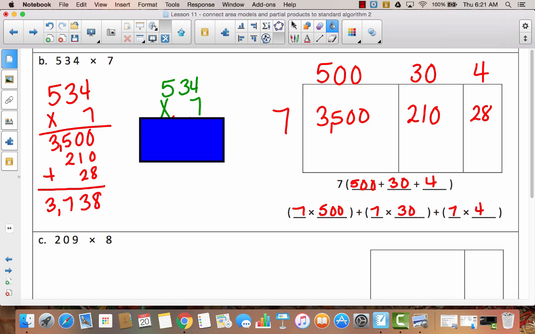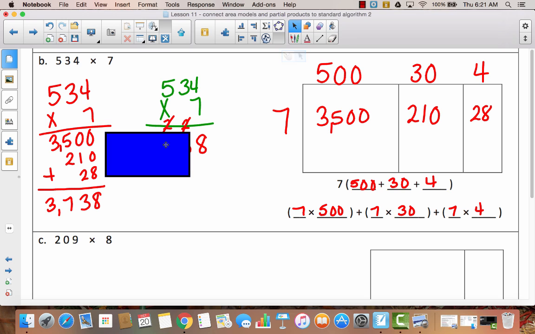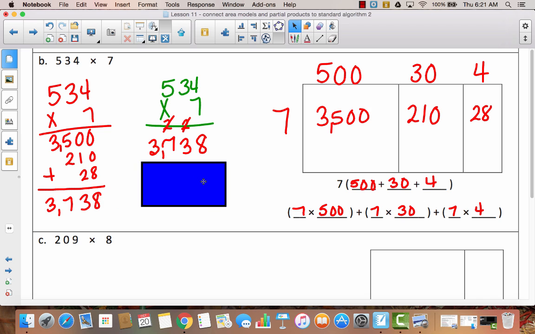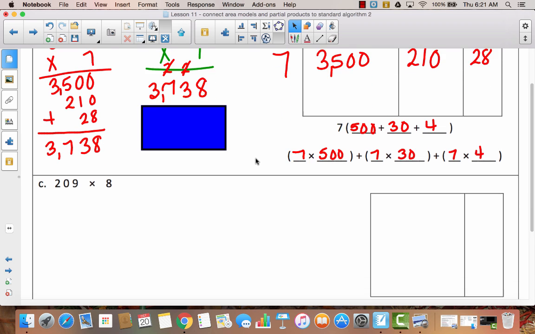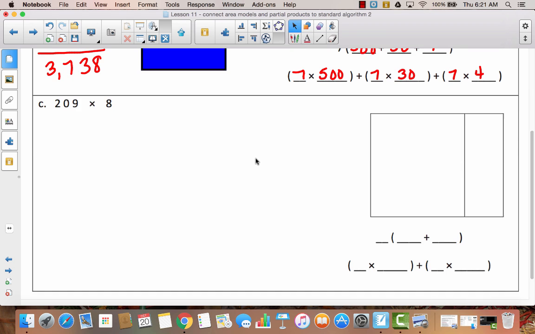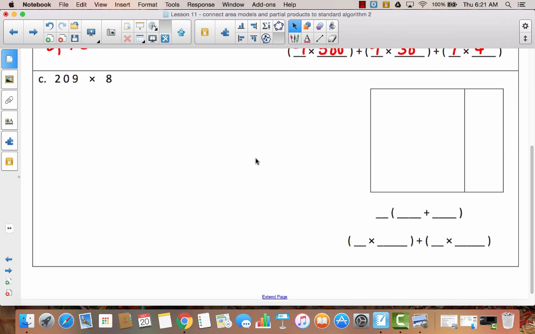Okay, so let's take a look here. We had 4 ones times 7, which was 28 ones. 3 tens times 7, which is 21 tens, plus these 2 tens gives me 23 tens. And then 5 hundreds times 7, which is 35 hundreds, plus 2 more hundreds gives me 37 hundreds. So I have 3,738. Okay, so we did 2 of these together. I think that you might be ready to try to do one of these all by yourself.